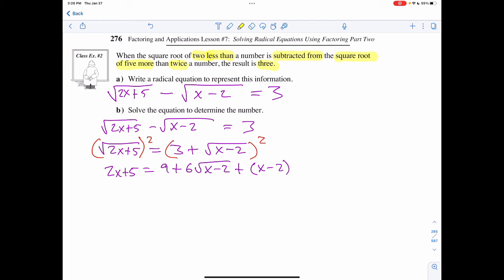I still have a radical left here. So I'm going to move everything else to the other side. I'm going to take away an x from both sides. I'm going to take away 9 from both sides. And I'm going to add 2 to both sides. So that should leave me with x minus 2, I mean negative 2, and 6 x minus 2's.